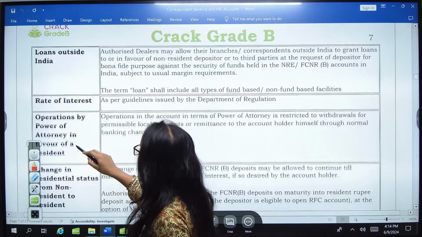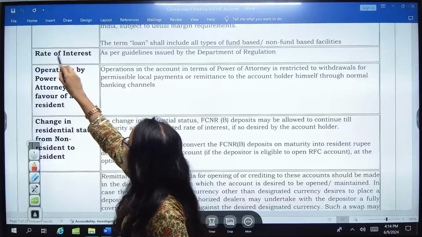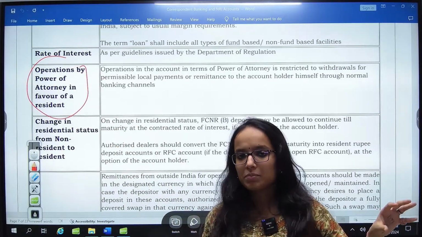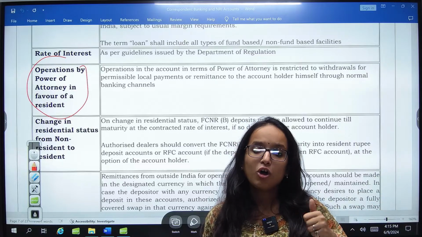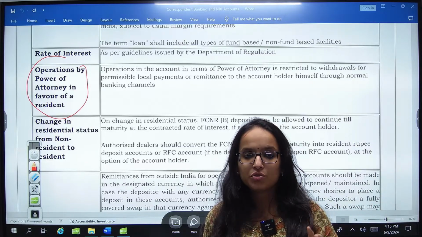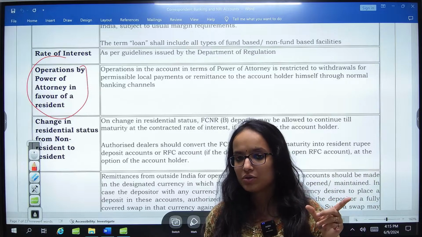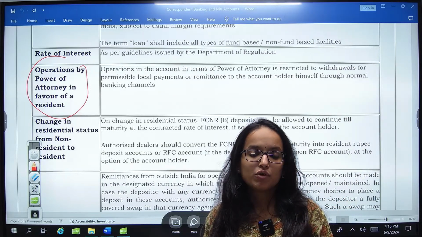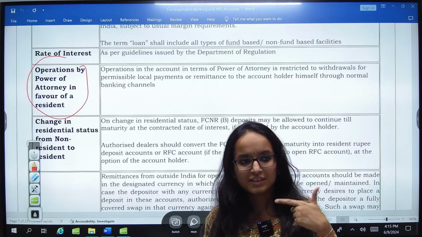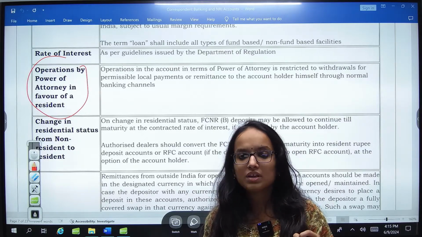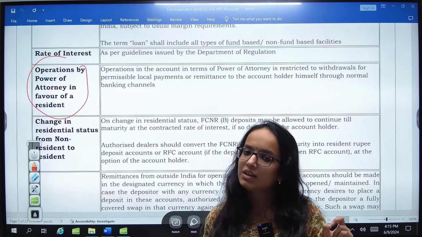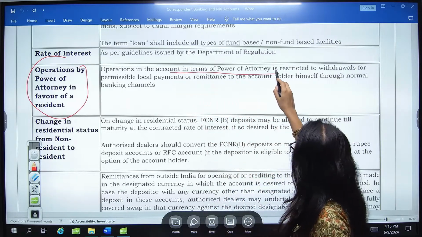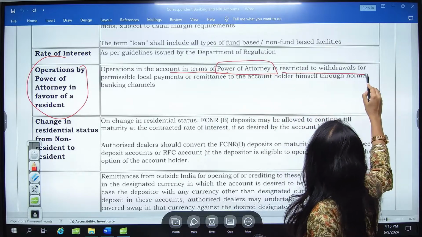Then if we talk about operations by power of attorney in favor of resident, as we have seen, any resident relative of that person, NRI, PIO, can operate the account as power of attorney during the lifetime of that NRI or PIO. But if the resident relative wants to operate it as a joint account holder, then that could be done only after the demise of the NRI or the PIO. So here operations in the account in terms of power of attorney is restricted to withdrawals.